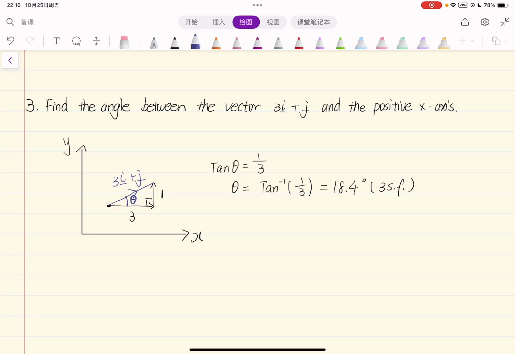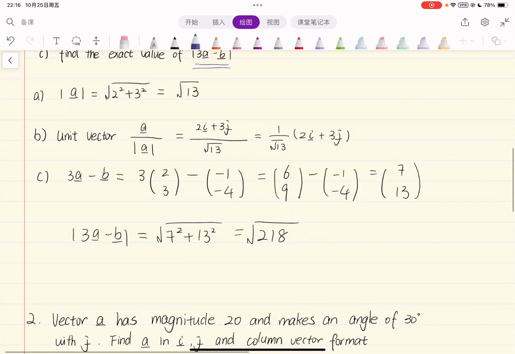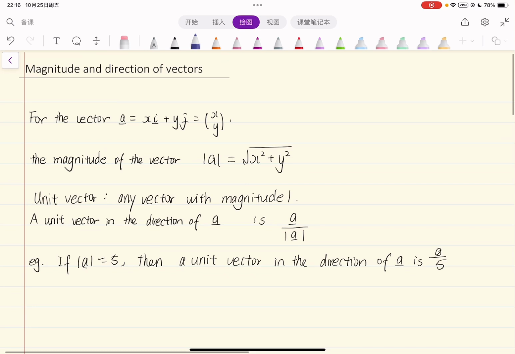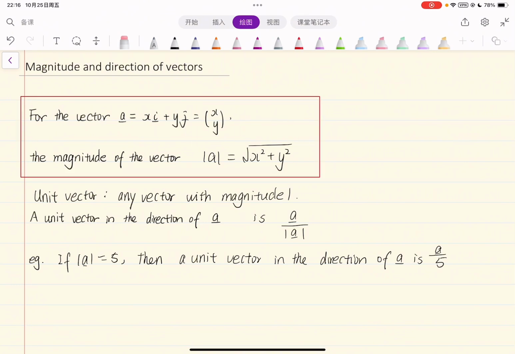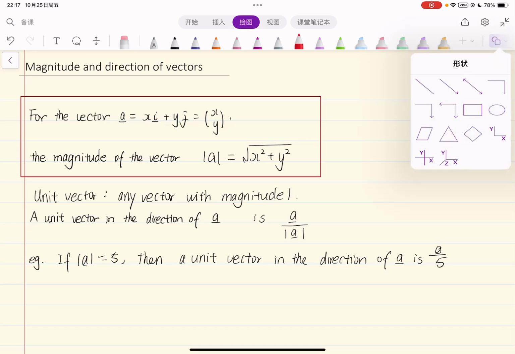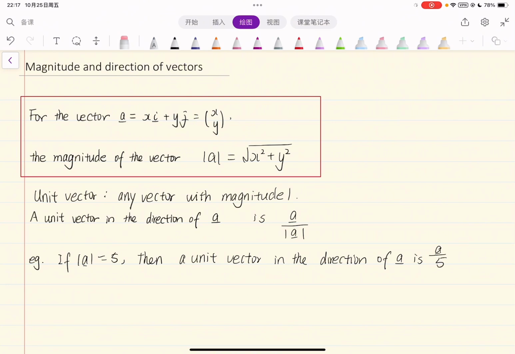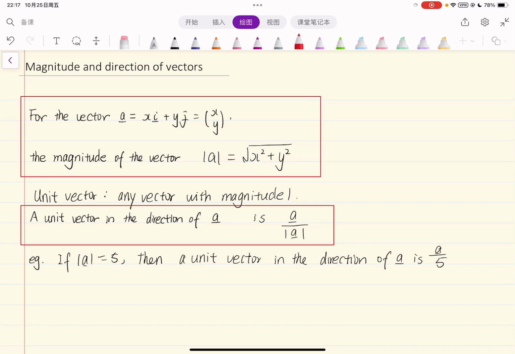Now let's quickly review what we have learned in this lesson. So in this lesson, we learned that the magnitude of the vector xi plus yj equals the square root of x squared plus y squared. And for the unit vector in the direction of A, that is A over the magnitude of A. That's what we need to remember.